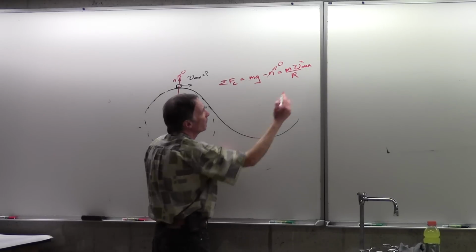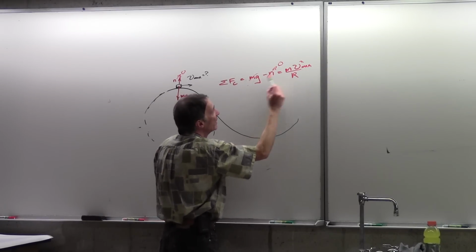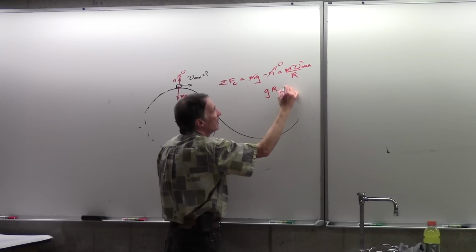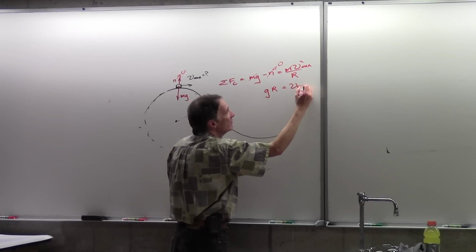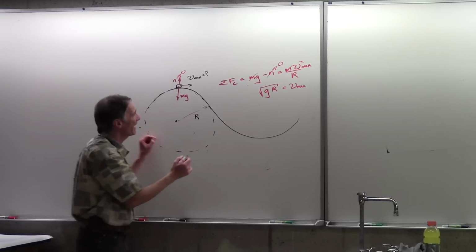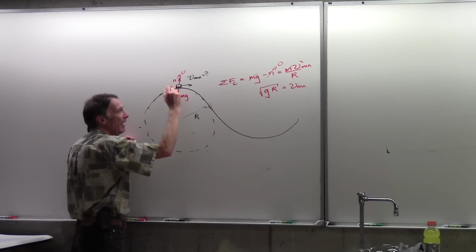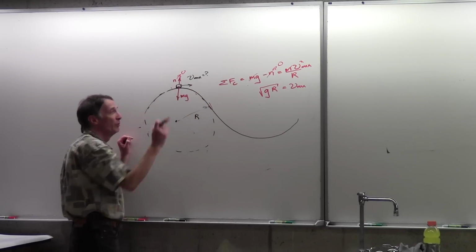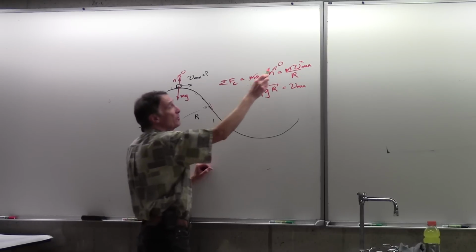And then I can solve for that. Let's see, the m drops out, and I get gr is equal to Vmax squared. I'll take the square root. And this would represent the maximum speed that I could go and still stay on the track, but really about to lose it. The normal force goes to zero.